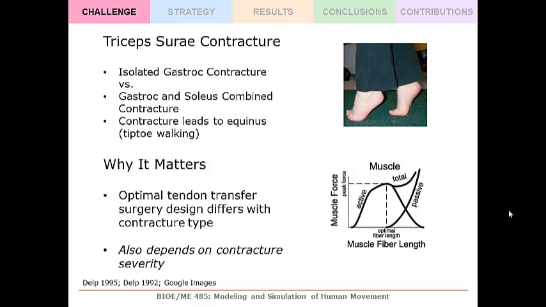With regards to the calf muscles, there are two distinct contracture scenarios, one in which only the gastrocnemius is shortened, and the other in which both the gastrocnemius and the soleus are shortened. Optimal tendon transfer surgical procedures, which ideally restore range of motion without excessively weakening the muscles, differ between these two scenarios. But the optimal tendon transfer strategy also varies by degree of contracture.